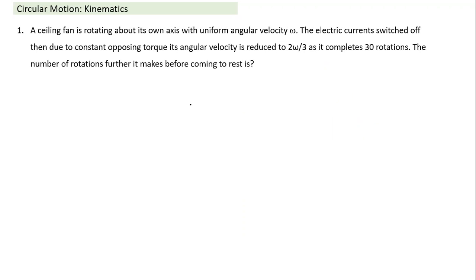Okay. Let's look at one more application of the simple formula. A ceiling fan is rotating about its own axis with uniform angular velocity omega. An electric current switches off, and there is a constant opposing torque. So when the electric current is switched off, the angular speed will keep dropping, and we observe that the initial speed has become 2 omega by 3 after 30 rotations. We need to calculate the number of rotations it further makes before coming to rest.